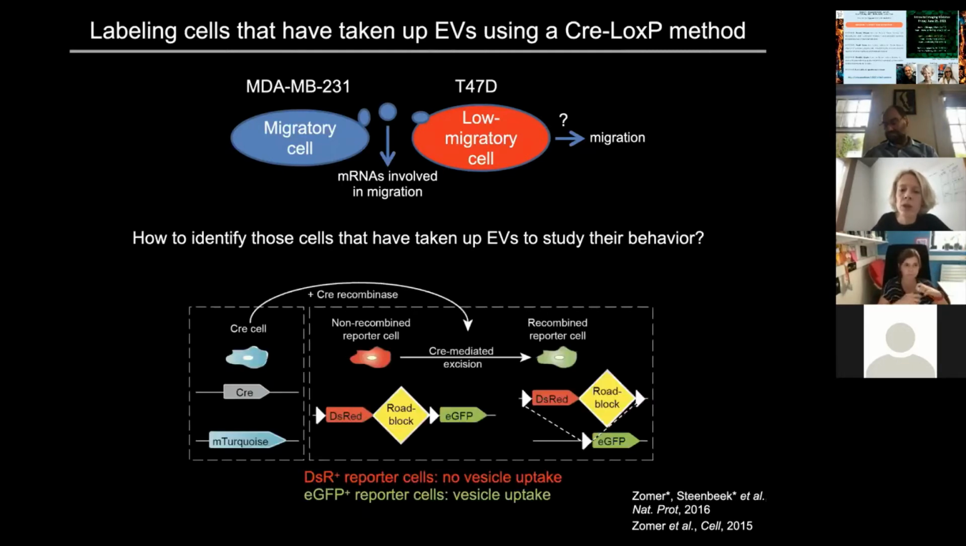And for that, we used the Cre-loxP system. So first, we labeled highly malignant breast tumor cells with a CFP and with a Cre recombinase. And then we labeled less migratory breast tumor cells with a DsRed roadblock, which was placed in front of GFP. So normally these cells express tdTomato or DsRed, but upon Cre-mediated excision of this DsRed roadblock, GFP is expressed. And we hoped to then be able to discriminate between cells that did not take up vesicles, the DsRed positive cells, and the cells that did take up vesicles, the GFP positive cells.